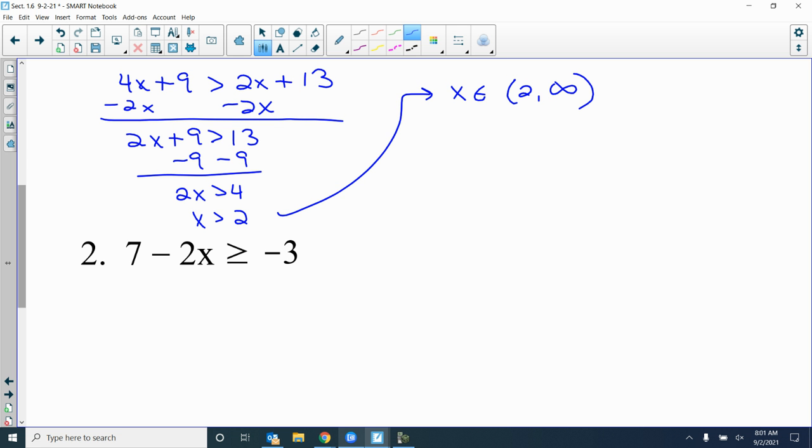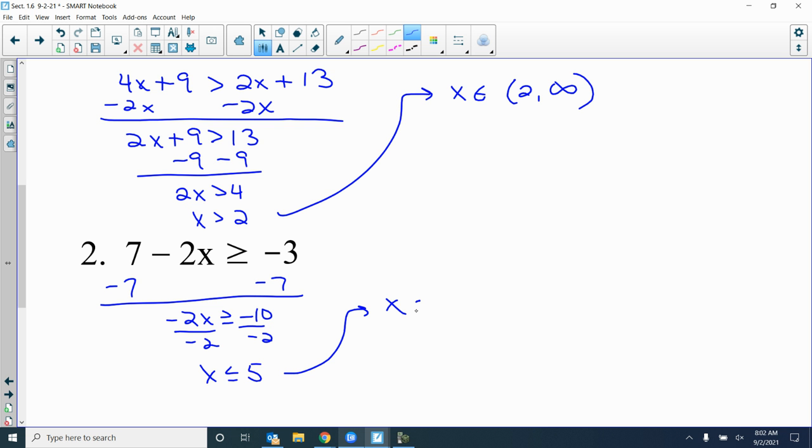7 minus 2x is greater than or equal to -3. Now I'm kind of forcing the issue here. Subtract 7. I get negative 2x is greater than or equal to negative 10. You have to divide by a negative here. And then x is less than or equal to positive 5. And so that means x exists in the interval from negative infinity to 5. You have to put a bracket on that 5.